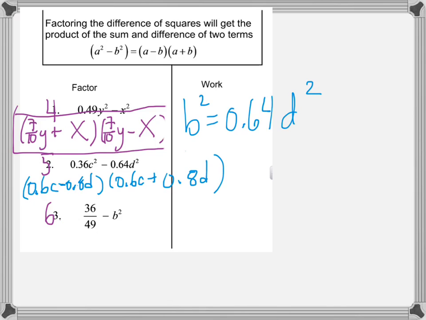Okay, so it's 0.6 minus 0.8d times 0.6 plus 0.8d. Okay, and our last one, we have 36/49 minus b squared.